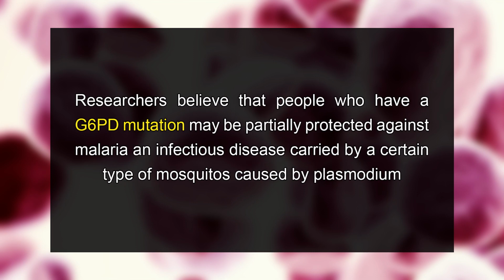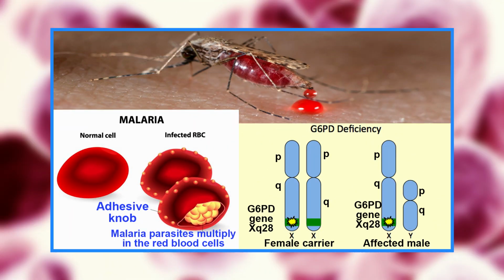Researchers believe that people who have a glucose 6-phosphate dehydrogenase mutation may be partially protected against malaria, an infectious disease carried by certain types of mosquitoes and caused by Plasmodium. A reduction in the amount of functional glucose 6-phosphate dehydrogenase appears to make it more difficult for this parasite to invade red blood cells. Glucose 6-phosphate dehydrogenase deficiency occurs most frequently in areas of the world where malaria is common.